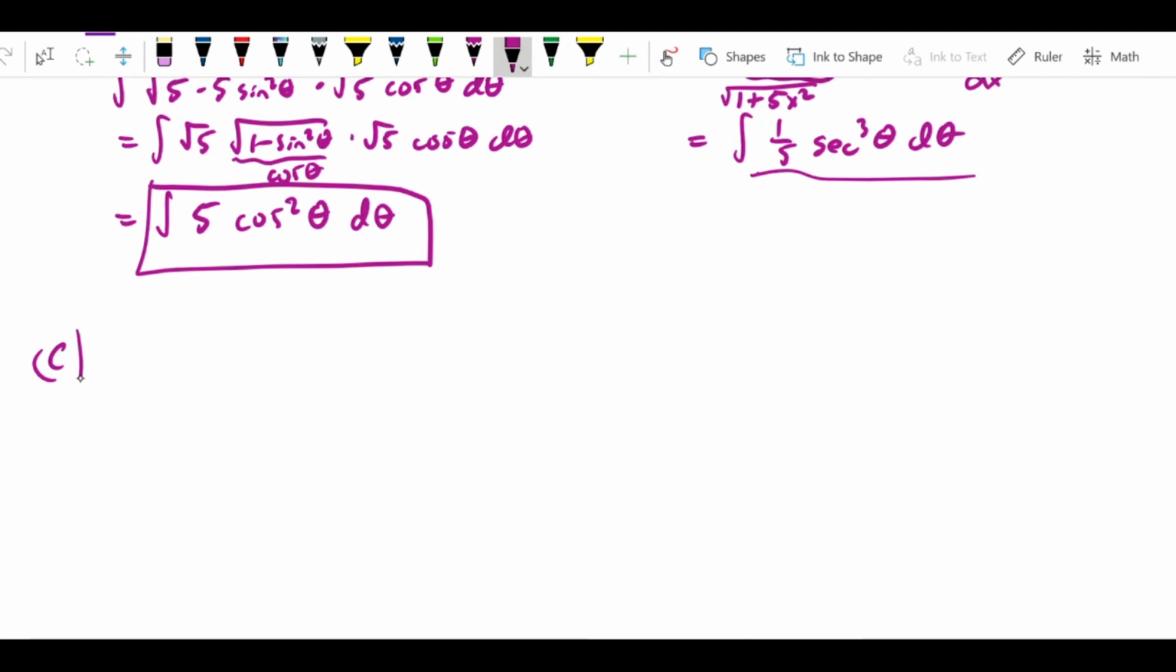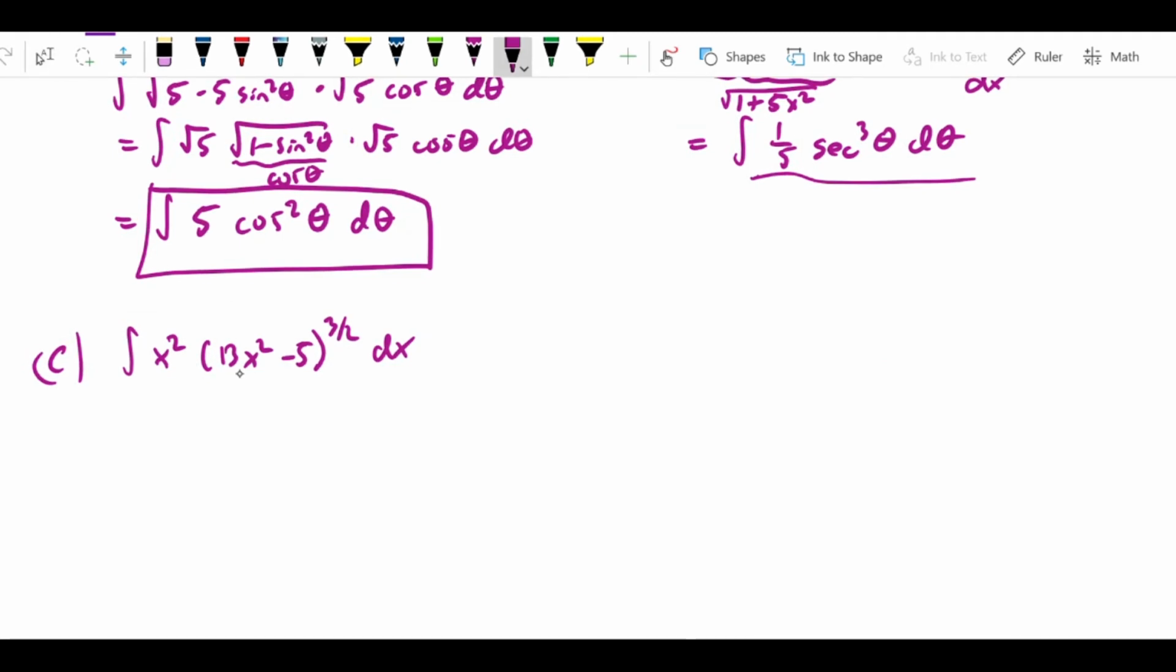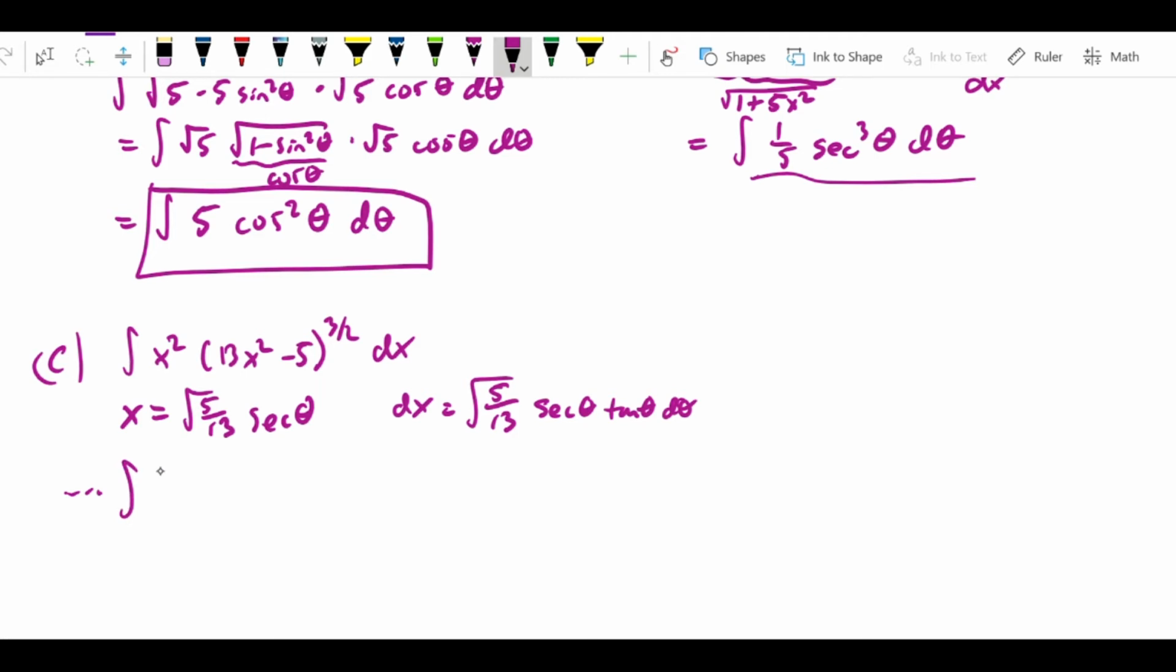Okay, so c, let me just write it out, that's x squared over 13x squared minus 5 to the 3/2 dx. So this is going to be a secant type substitution. What we can see is that a is equal to root 5, b is equal to root 13. So this is going to be x equals root 5 over 13 secant theta, and dx equals root 5 over 13 secant theta tan theta d theta. So the integral is going to equal x squared, so that's going to be 5 over 13 secant squared theta. That gives us the x squared that you see there.